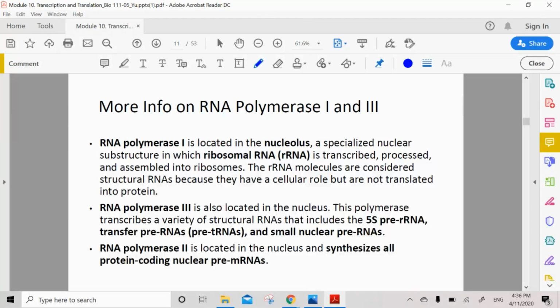Now just some more detailed information on RNA polymerases. Again, remember number 2 is the main one that produces mRNA, and specifically it's called pre-mRNA. I'll talk about why we call it pre-mRNA. For 1 and 3, you can just generally remember what they make: other types of RNA, structural RNA. That includes ribosomal RNA, rRNA, and transfer RNA, tRNA, and some nuclear pre-mRNA.